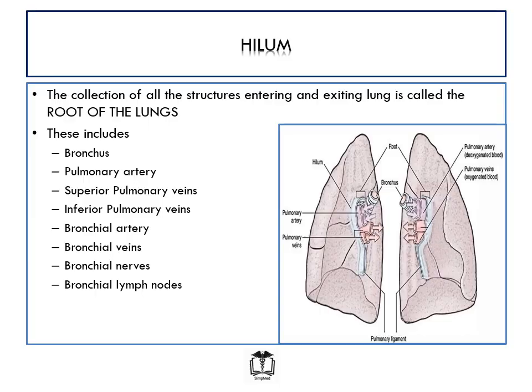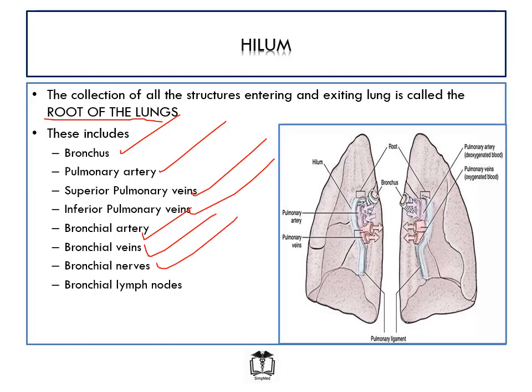So this is a picture of the hilum of the lungs, and just to quickly talk about the different aspects of the hilum and what is found there. Remember I said the hilum serves as a port of entry and exit for structures into or out of the lungs, and because of this, the collection of all the structures that are either entering or exiting the lungs are known as the roots of the lungs. So these structures include the bronchus, the pulmonary artery, the superior pulmonary vein, the inferior pulmonary vein, the bronchial artery, bronchial vein, bronchial nerves, and bronchial lymph nodes. And these images are depicted.